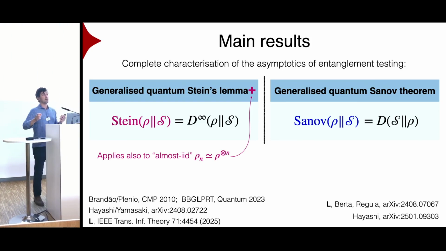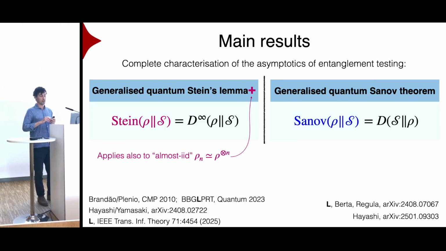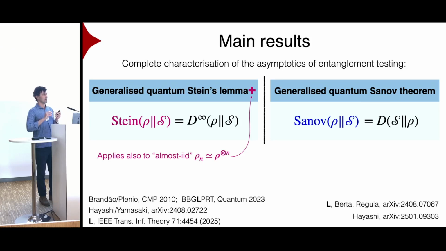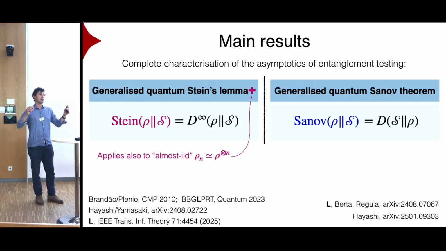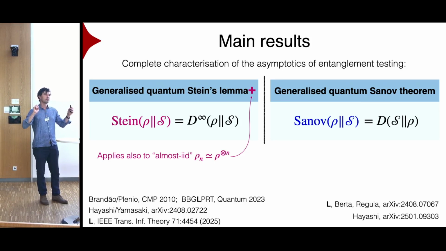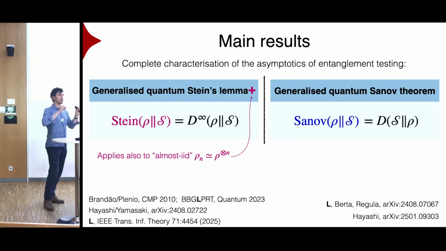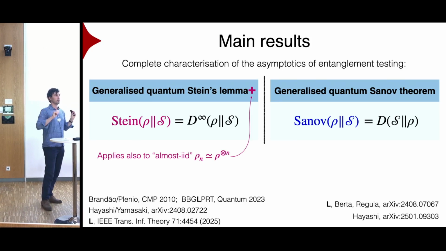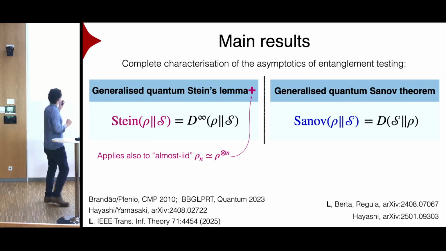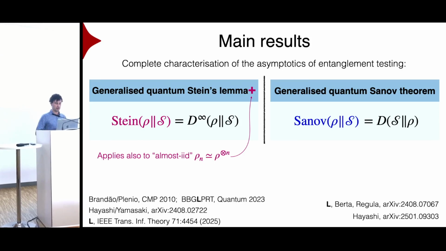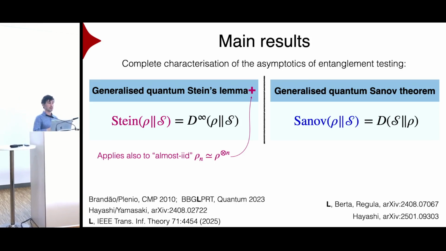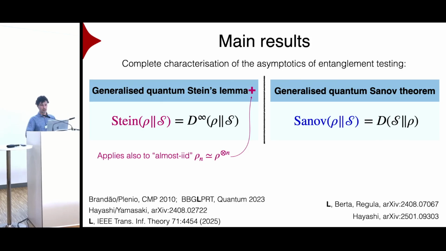By almost IID, I mean that, for example, one way to think about it, though it's not exactly accurate, is that instead of rho tensor n, you allow yourself to corrupt a few sites. A fixed number of sites, let's say k, and this number has to be fixed as n goes to infinity, but you allow for this corruption. This can happen everywhere or anywhere. And you can still prove the Stein's lemma. So even if the source is corrupted, you can still do entanglement testing at this rate.